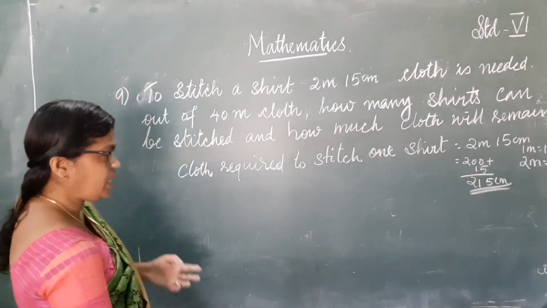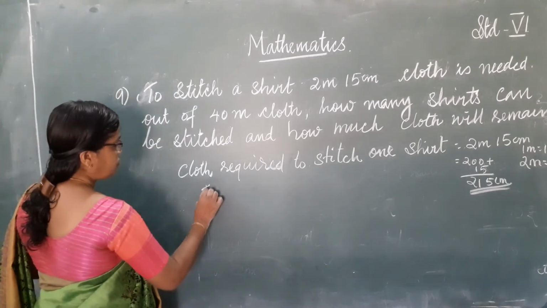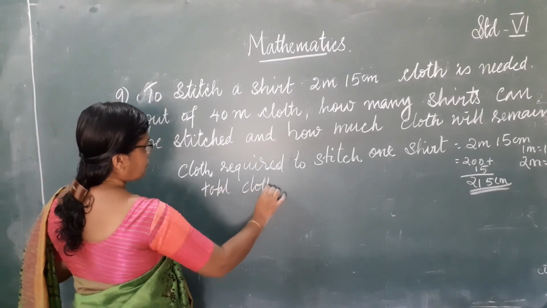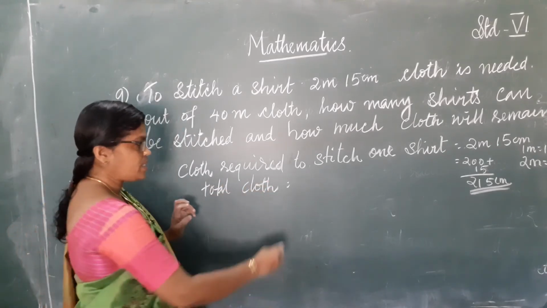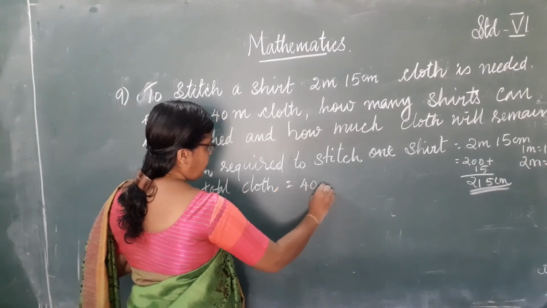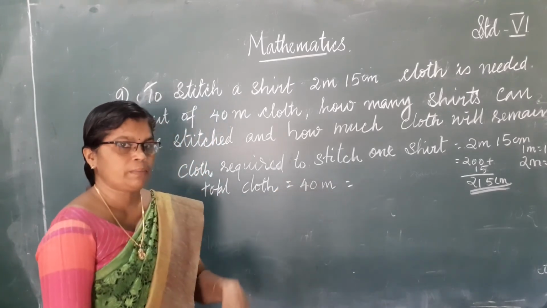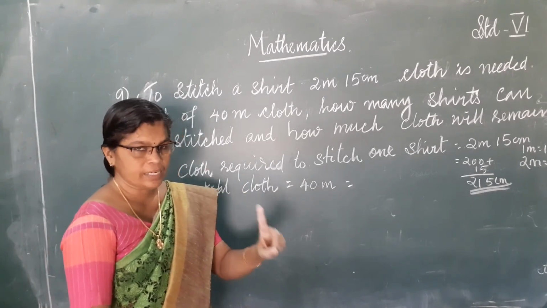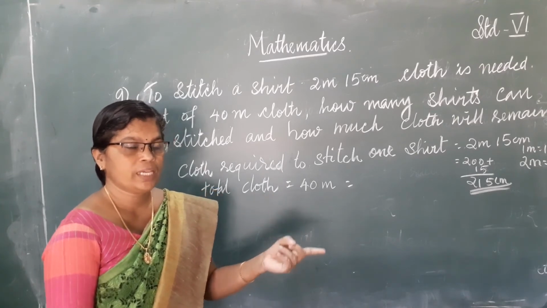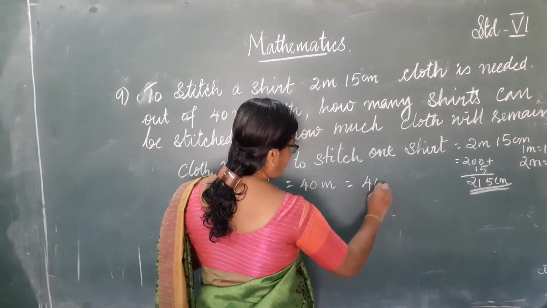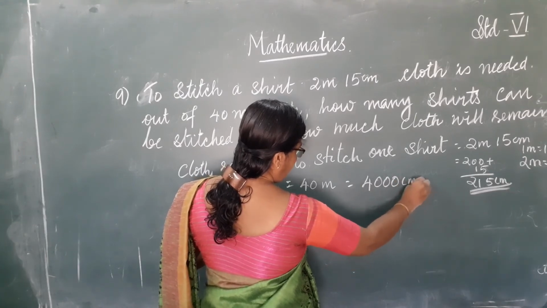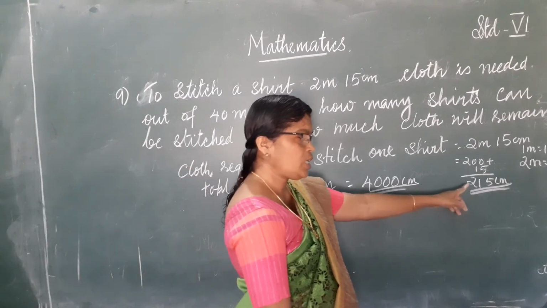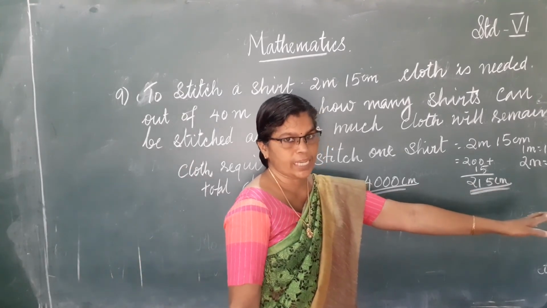Okay. Now total cloth, how much? 40 meter. That also we can convert into centimeter. In 40 meter, how many centimeters will be there? In 1 meter, 100 centimeter. In 40 meter, how many? 4,000 centimeter cloth is there. Okay. So out of 4,000 centimeter, how many 215 centimeters can be taken?